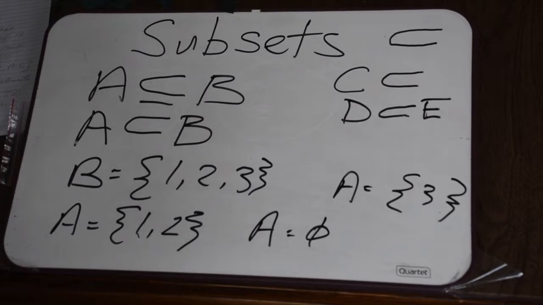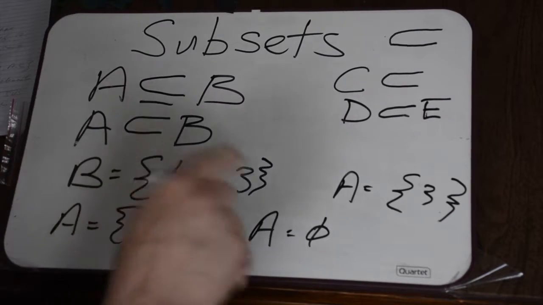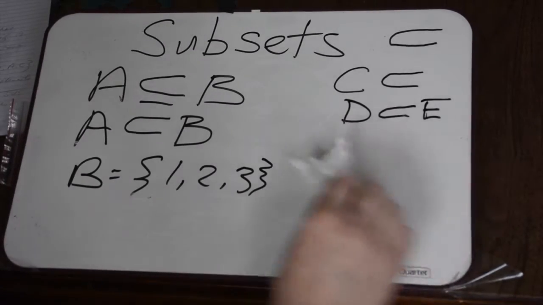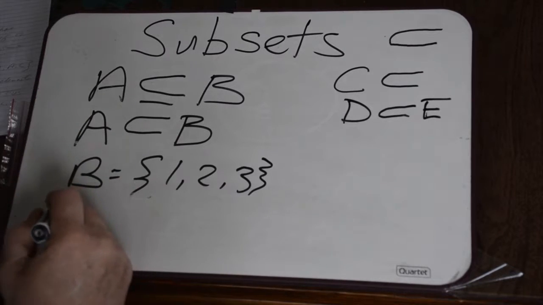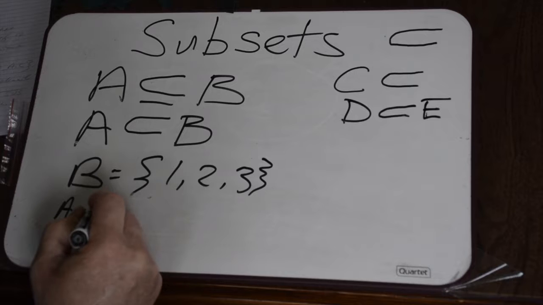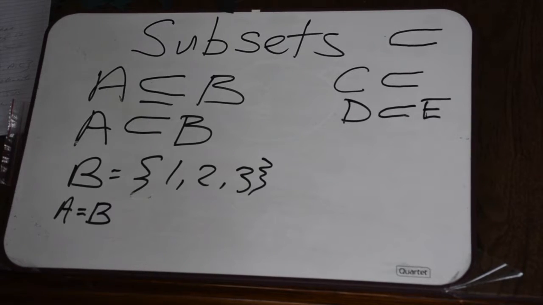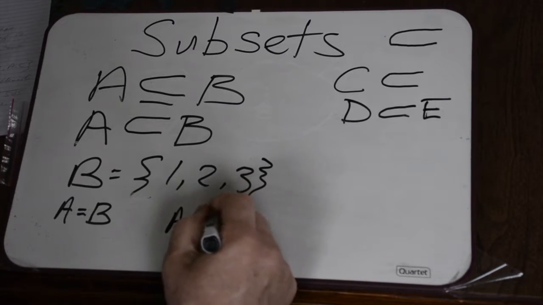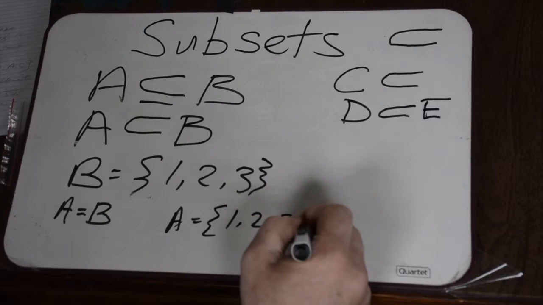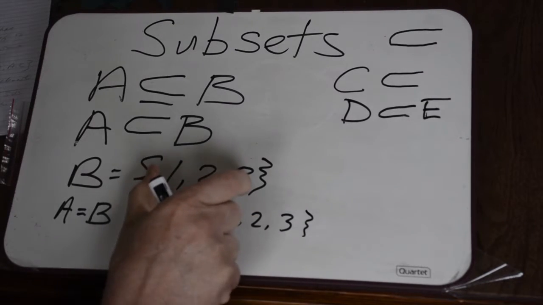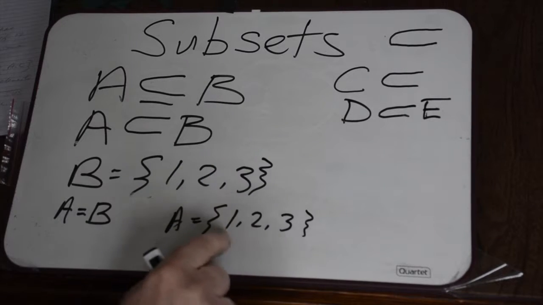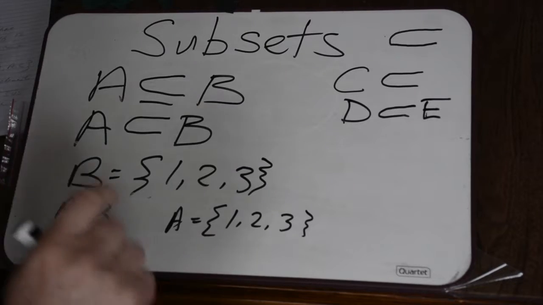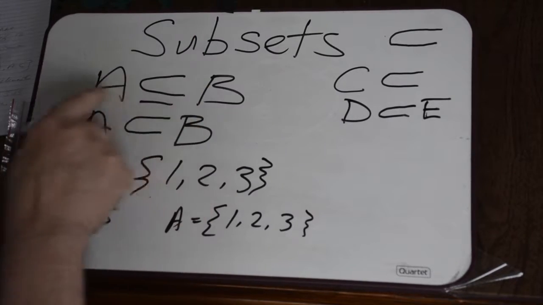If you had the case of A equals 1, 2, and 3, then we would say A equals B, and that's a subset also. If A equals 1, 2, and 3, A is a subset because it has these elements, all of them in fact, but every one of these elements is from here, so it is a subset. So that is a subset that's written this way.